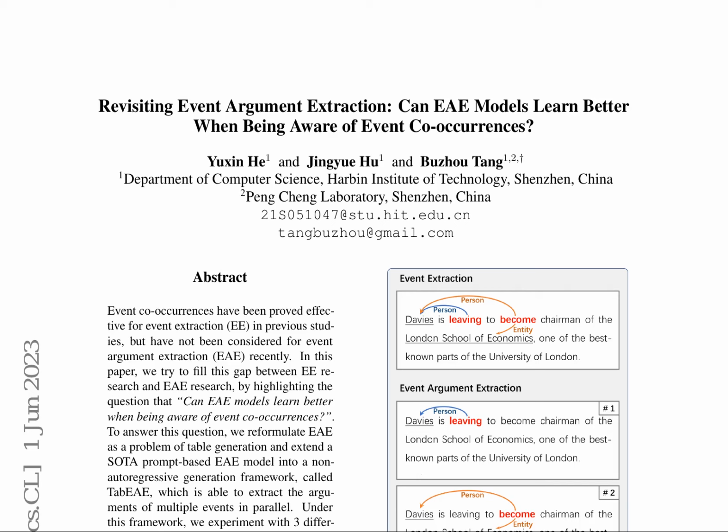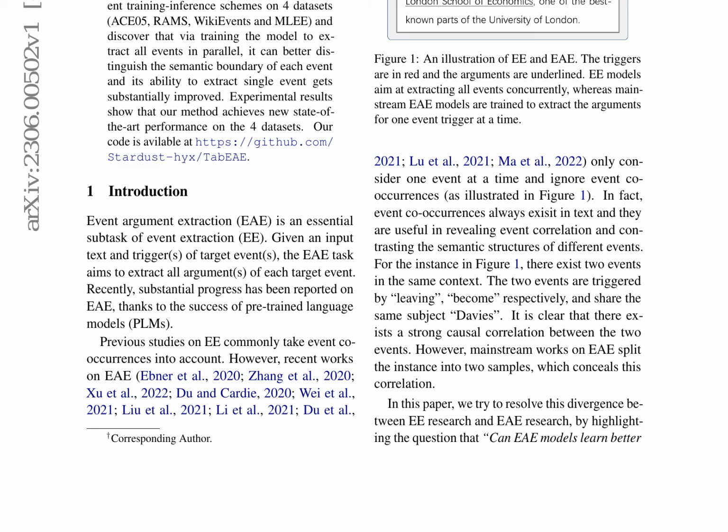The paper introduces a novel non-autoregressive generation framework called TabEAE, which extends the prompt-based event argument extraction (EAE) model PAIE to extract arguments of multiple events concurrently. This approach reformulates EAE as a problem of table generation, leveraging the encoding, prompt construction, and span selection modules from PAIE. It also discusses three training-inference schemes: single-single, multi-multi, and multi-single, with multi-single performing best on ACE, RAMS, and WikiEvents benchmarks, and multi-multi on the MLEE benchmark where nested events are prevalent.